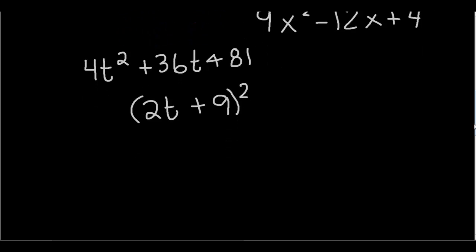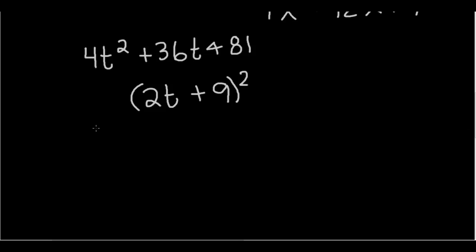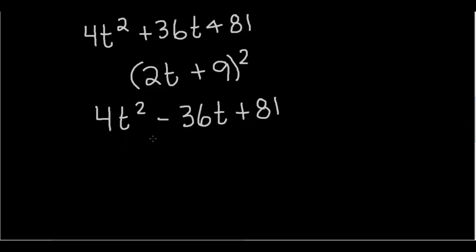Okay, one more, but go ahead and pause the video so you can work on it on your own, and then unpause the video once you are done, okay? So 4t squared minus 36t plus 81. So again, pause the video. Once you're done, unpause it. Okay, so the answer should be 2t minus 9 squared.